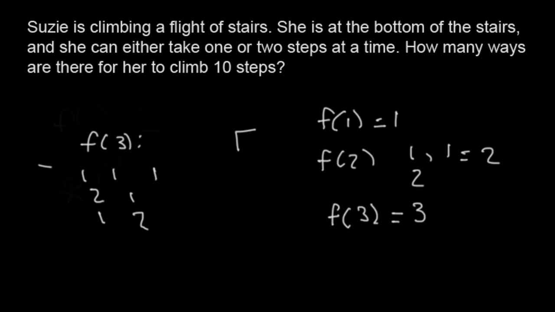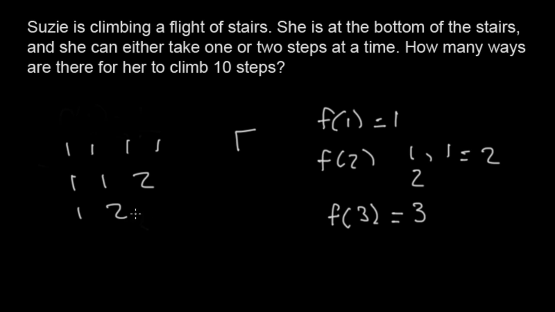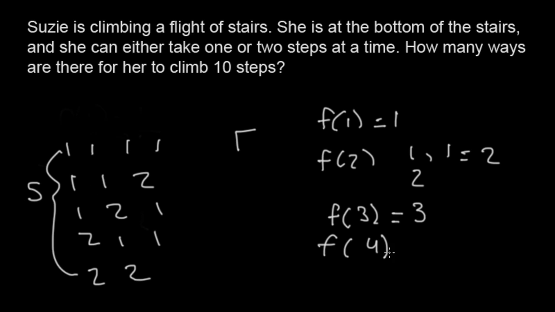Now for 4 steps, you have 1, 1, 1, 1. You can go 1, 1, 2, or 1, 2, 1, or 2, 1, 1. You can also go 2 steps at a time both times. So in total, there's 5 ways. So we know that F4 equals 5. And F denotes, so if you have Fn, it's the number of ways you can climb n stairs. So we have this so far.